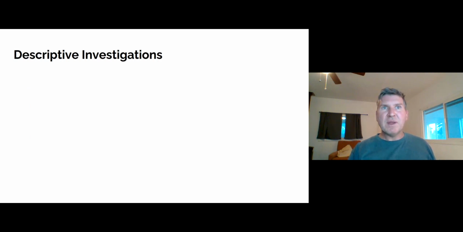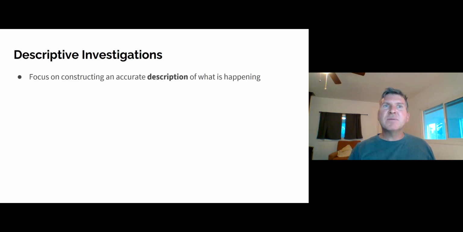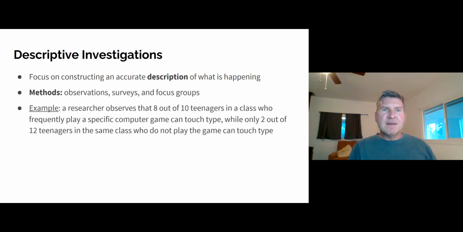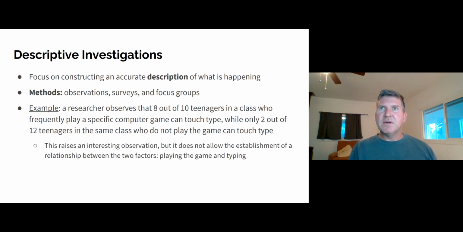First, descriptive investigations focus on constructing an accurate description of what's happening. So these can include methods like observations, surveys, and focus groups. For example, a researcher observes that 8 out of 10 teenagers in a class who frequently play a specific computer game can touch type, while only 2 out of 12 in the same class who don't play that game touch type. So that raises an important question.